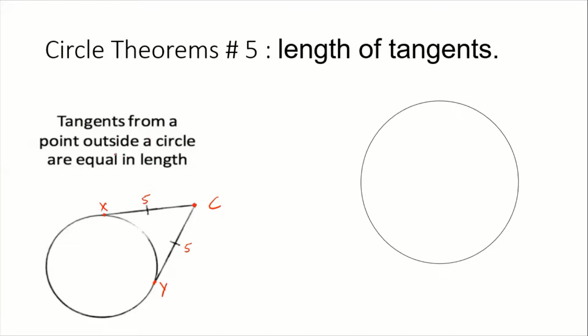Tangents from a point outside a circle are equal. In other words, since we have some endpoint here, we're saying that XC is equal to YC. So these two lengths are the same. Okay. So for example, I have a tangent.